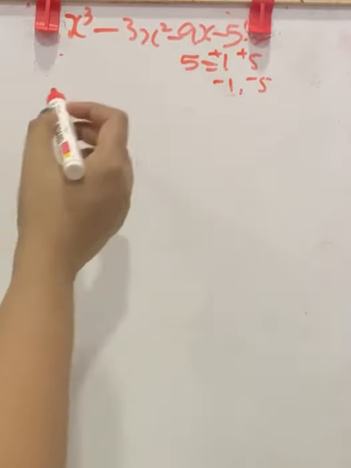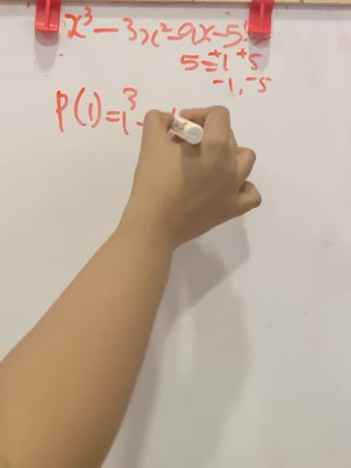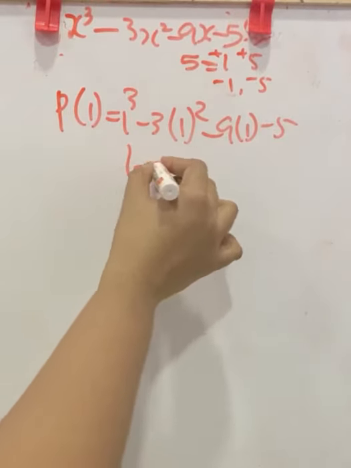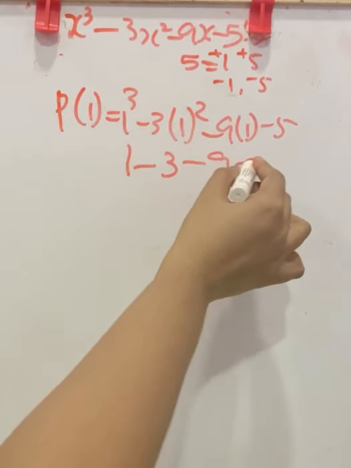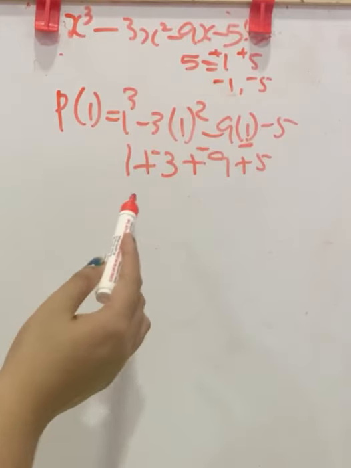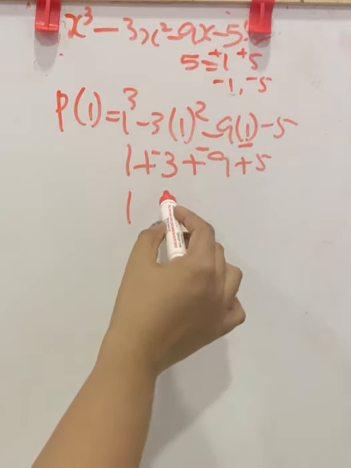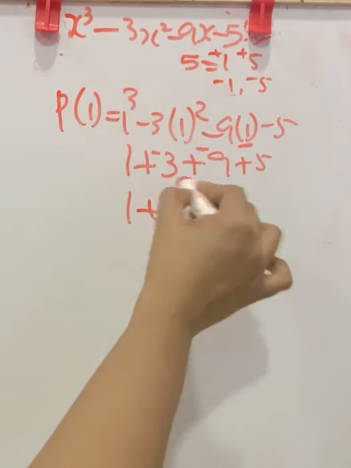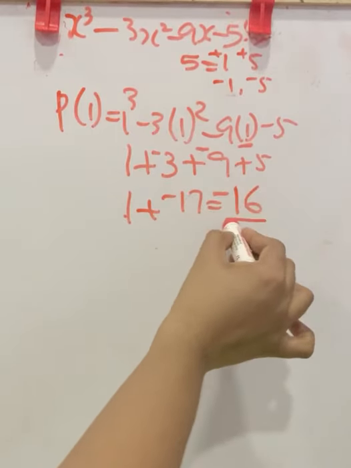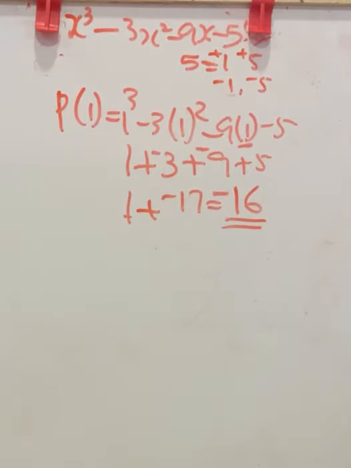So first we will take p of 1 equal to 1 cube minus 3 into 1 square minus 9 into 1 minus 5. We get 1 minus 3 minus 9 minus 5. Now all the negatives, the sum will be 9 plus 5 is 14, plus 3 is 17, so minus 17. The result is 1 and minus 17, that is 16, minus 16. Subtract the smaller number and put the sign of the greater number: minus 16. It is not equal to 0.